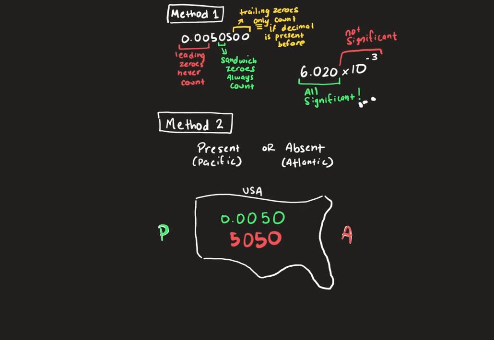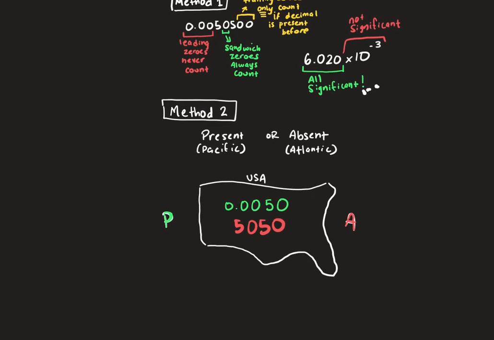Now, method number two is simple. You can write your number inside the United States, and this is what we call the present or absent. Present or absent, what? The decimal point. So if it is present, we're going to consider that the Pacific. If it's absent, we're going to consider that the Atlantic.